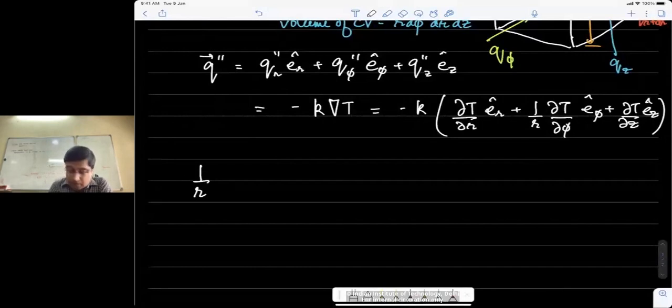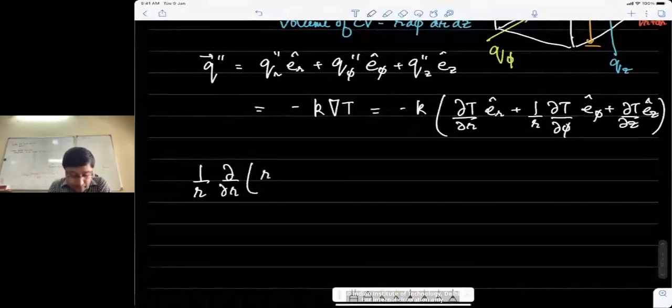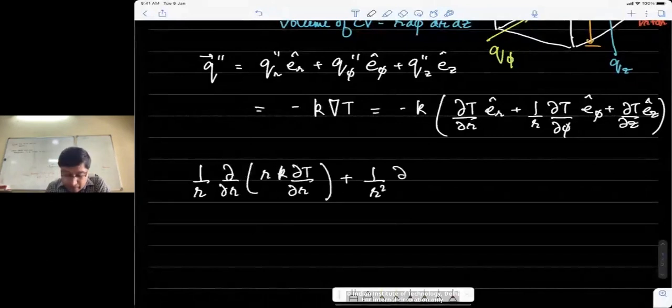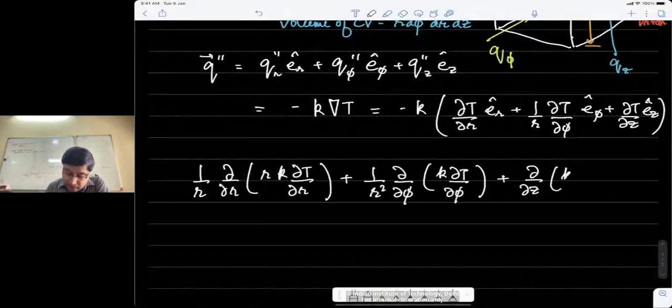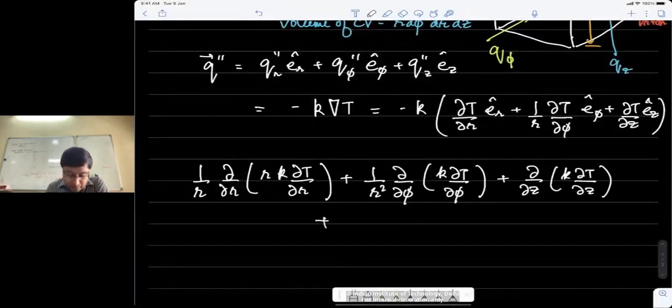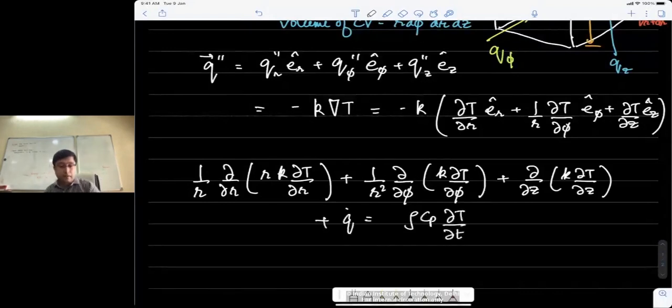So 1 by r d by dr of r k dT dr plus 1 by r square d by d phi of k dT d phi plus d by dz of k dT dz plus q dot will be again rho cp dT dt.